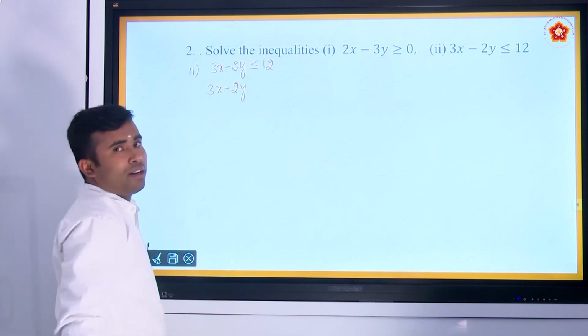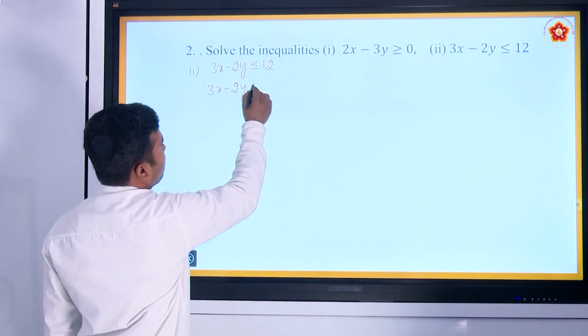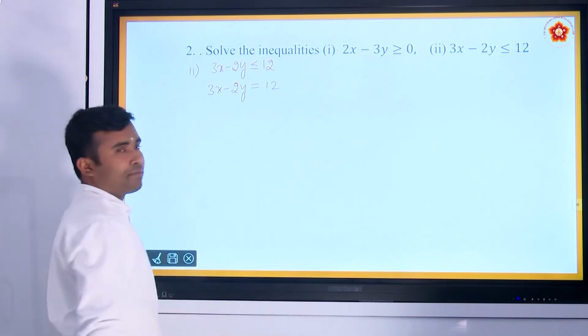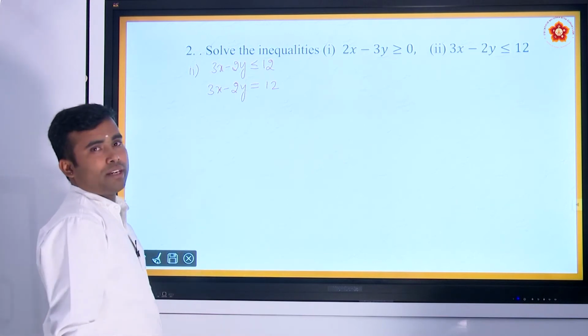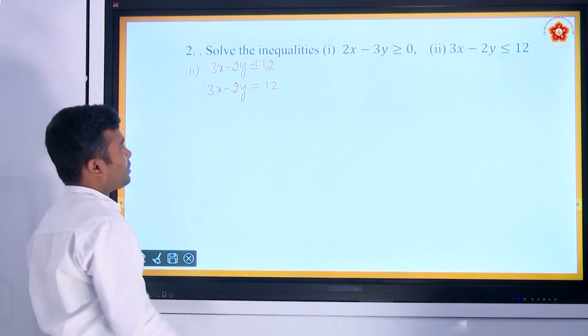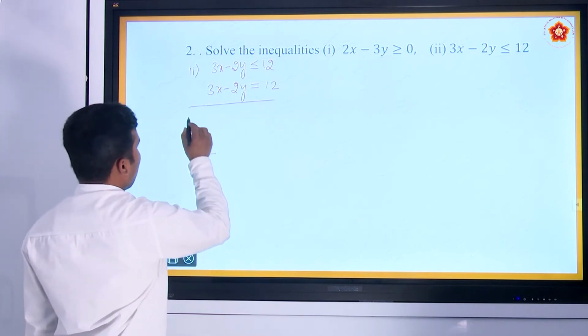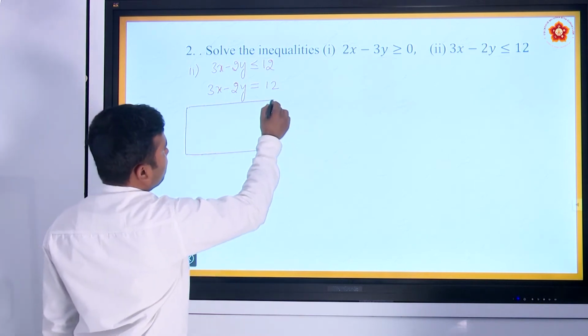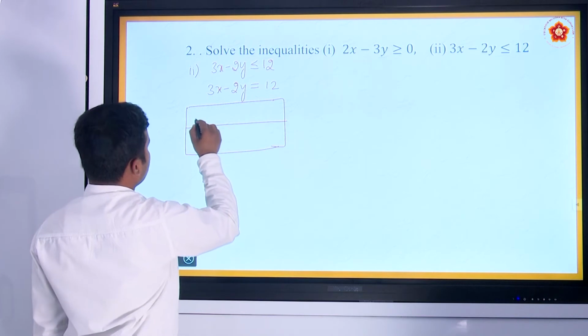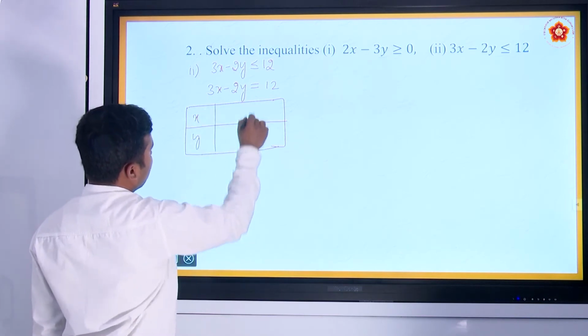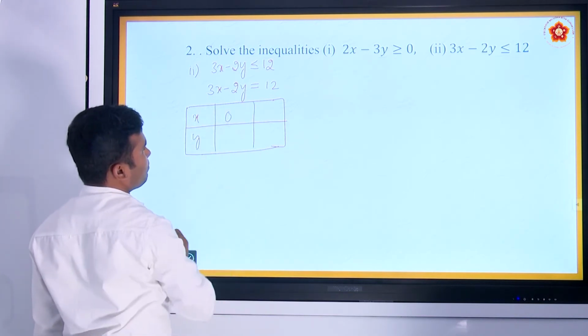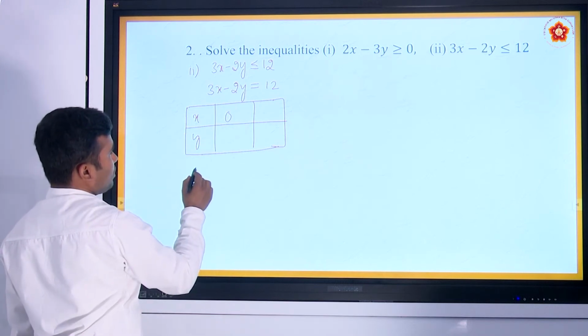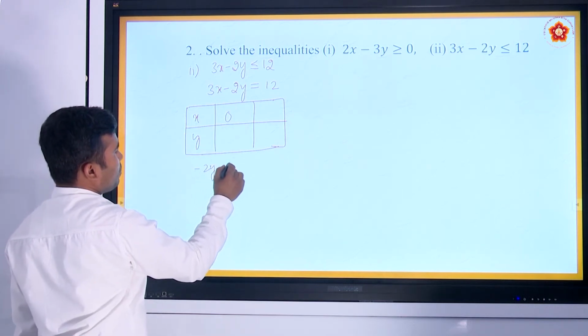We have the equation of a line, 3x minus 2y is equal to 12. Represent this in the xy plane. To represent that, I have to do the inspection method here. That is x, y. So if x equal to 0, what is y? If x equal to 0 there, minus 2y is equal to 12.